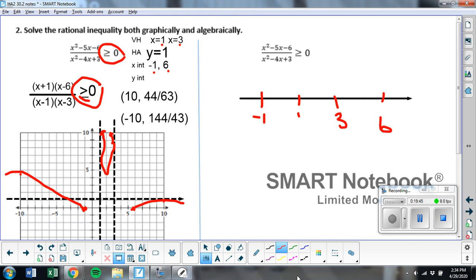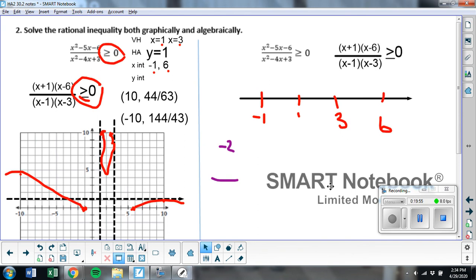Okay, so let's pick a point between these values. So let's pick a point over here. Let's say negative 2. And let's see what happens when I plug in negative 2. You want to plug it into the factored form, it's a lot easier than plugging it in here because you can do it without a calculator. So if I were to plug in negative 2, and negative 2 minus 1 is a negative, negative 2 minus 6 is negative 8. Plug in a negative here, you get a negative. Plug in a negative here, you get a negative. 4 negatives is going to end up being positive.